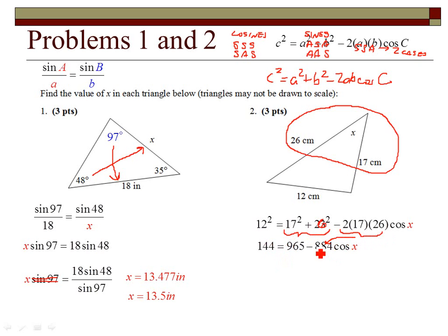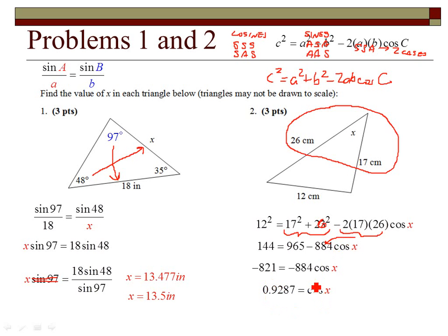Okay, so next step is I'm going to subtract 965 from both sides. Divide by negative 884. If you get a number that's bigger than 1, when I have to find an angle, then I made a mistake. Or if it's less than negative 1. So if you see like negative 2 coming up as the answer, then that can't happen. So that means I made a mistake typically in my algebra, or the triangle is simply not possible.